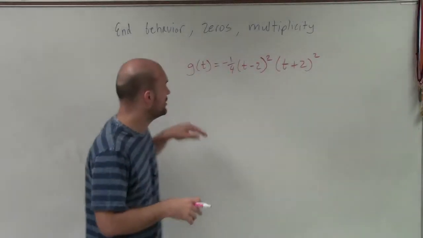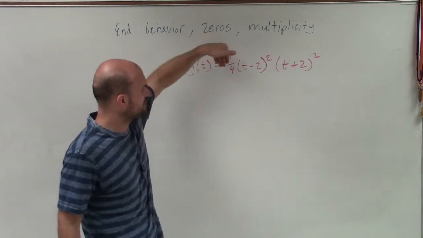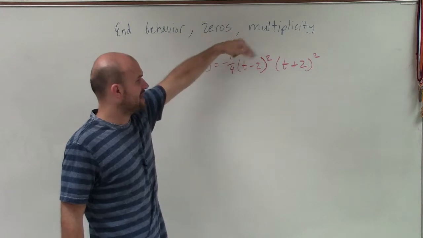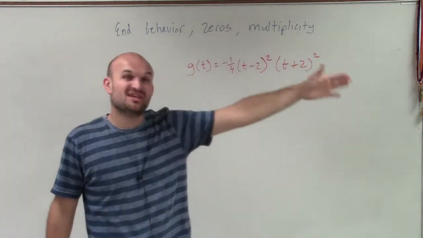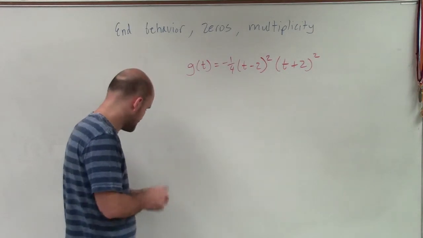All right, welcome. So when doing a problem like this, you can see I have g(t) = -1/4 times (t - 2)^2 times (t + 2)^2, and we want to determine the end behavior. I did a couple of these problems, and I just want to go through them again.